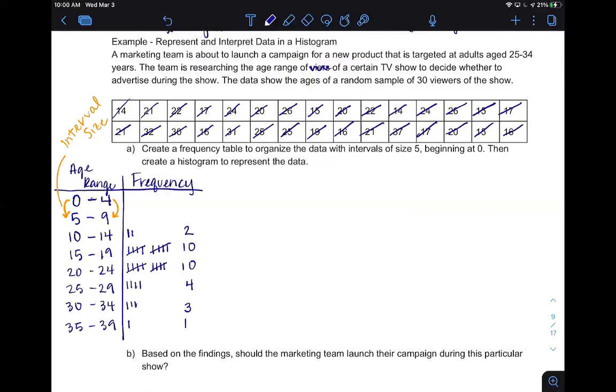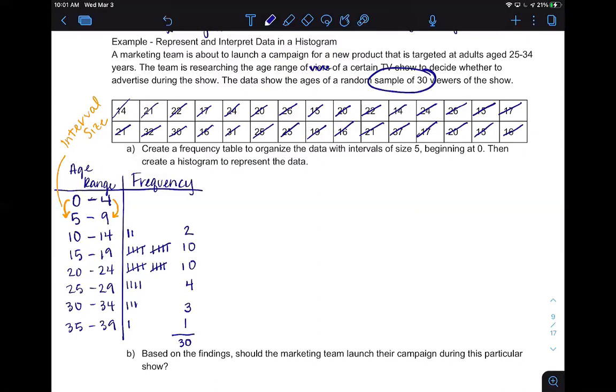Here's what I recommend you do. Add those up. So let's do, what's 10 plus 10? Plus 2? Plus 4? Plus 3? 29. Plus 1? 30. Okay. We add those all up, we get 30. Does that match the sample size we were given? How many data numbers? 30. Yes. If it doesn't match, you missed a number.